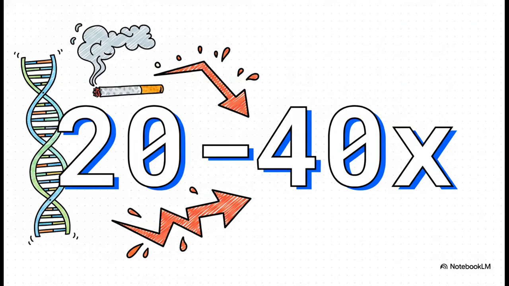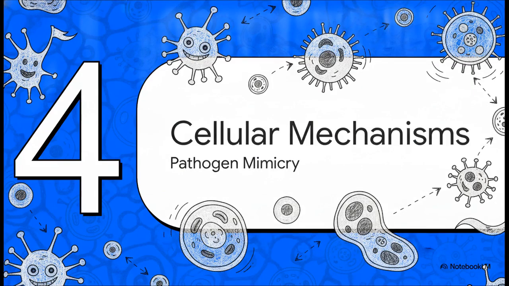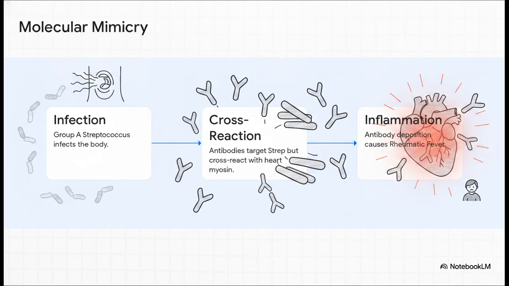But if you combine that genetic blueprint with the environmental trigger of smoking, your risk catapults to 20 to 40 times higher. It's an absolutely massive amplification of risk. Moving right along to Section 4, cellular mechanisms of autoimmunity. Let's see how all this builds into actual cellular chaos.